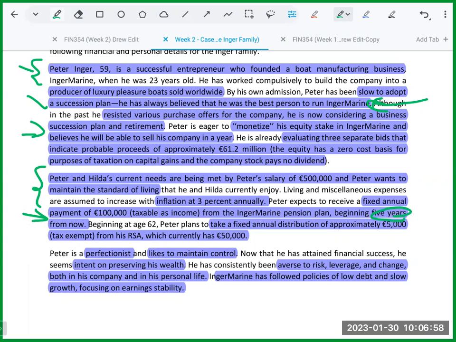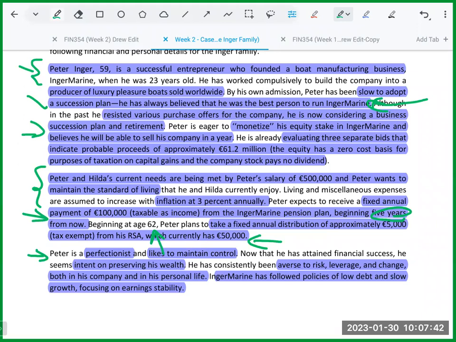Now, beginning from age 62, which means 3 years from now, he plans to take a fixed distribution of approximately 5,000, tax exempt, from his account. So basically, he already put this in a so-called blocked account, which currently has 50K, right? He will take 5K only, and that's per year. Okay. All right, now we know a bit more about Peter, and they say that he's a perfectionist, he likes to maintain control. Not surprising to us, we already talked about the perception of entrepreneurs. He seems to intend to preserve his wealth, okay, wealth preservation.